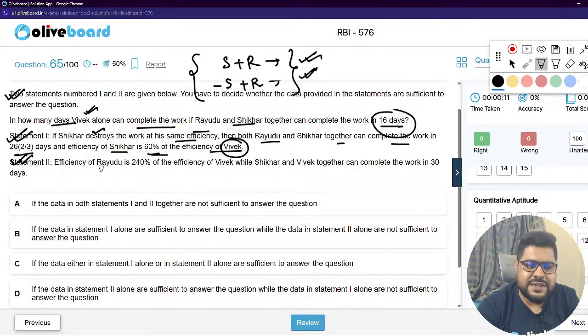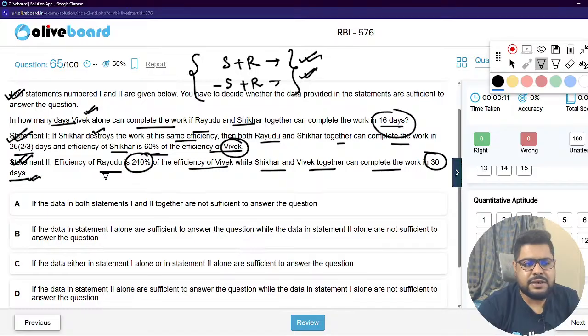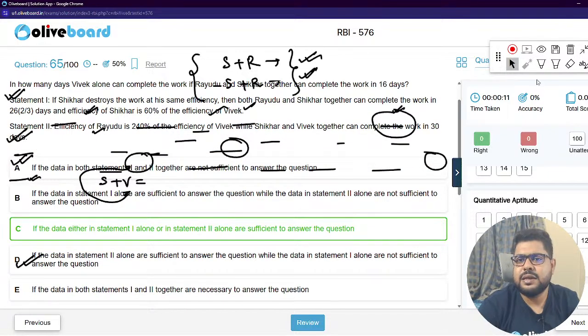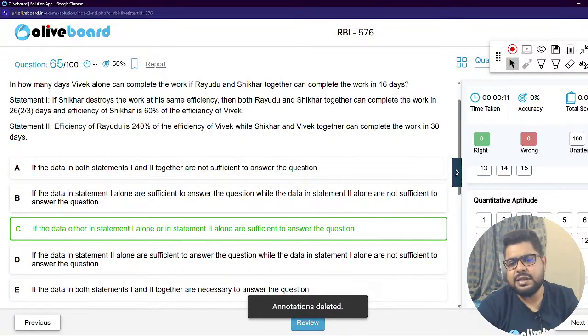Statement 2: the efficiency of Raidu is this much of Vivek. Meaning if I can figure out Raidu, Vivek also will be found. Shikhar and Vivek together can do the work in 30 days. So Shikhar plus Vivek is given. That means I can replace Vivek with Raidu because it is related. Shikhar and Raidu we already know is 16. So statement 2 also will definitely give me my answer. So my answer will be either 1 or 2. Option C will be my answer, sir. Either of the statements will give me my answer. Done, sir.